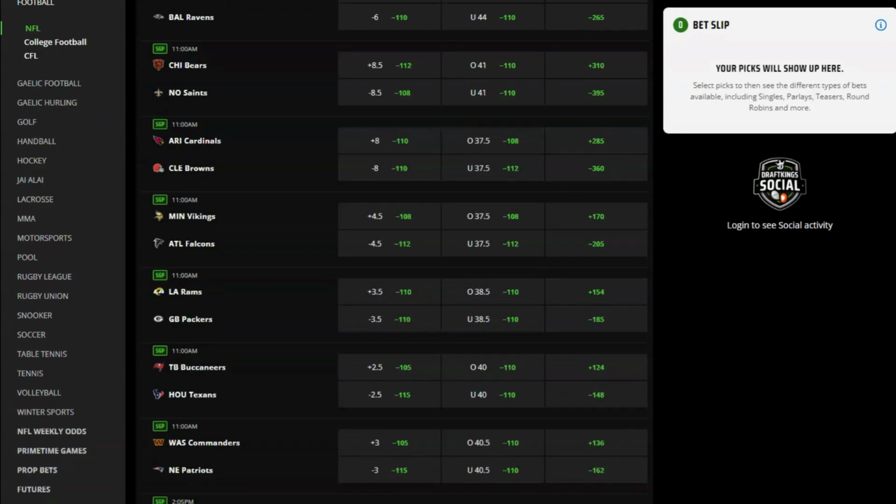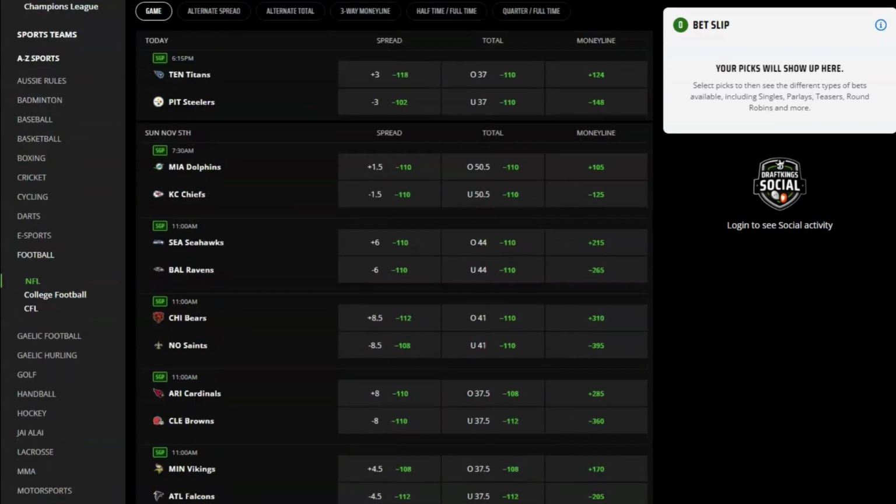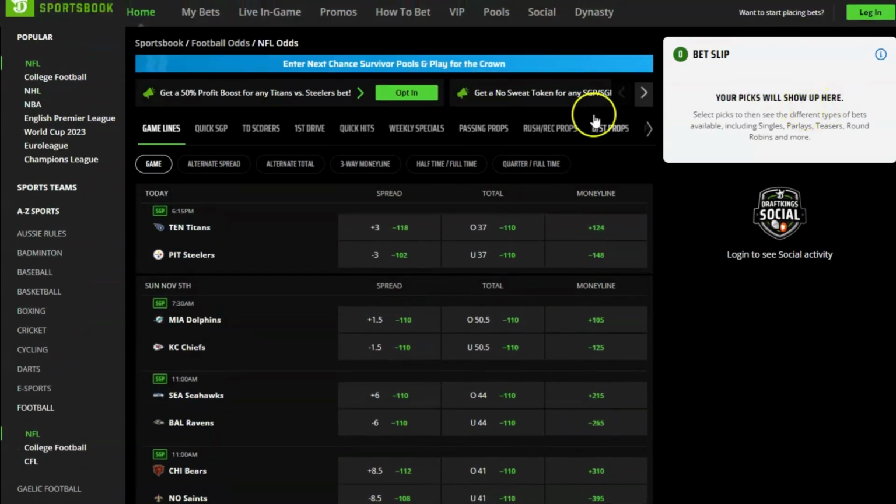I'll also tell you that the market is most efficient right before kickoff. If you happen to get in on some of these lines early in the week before they go up in the other direction, that's also the time.